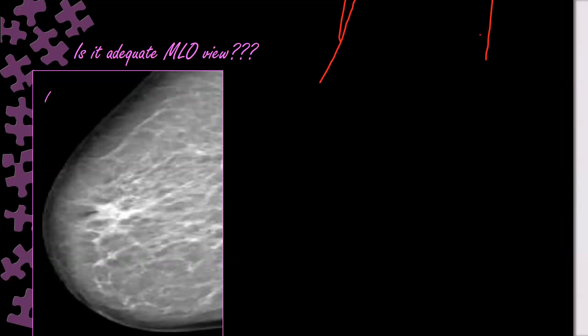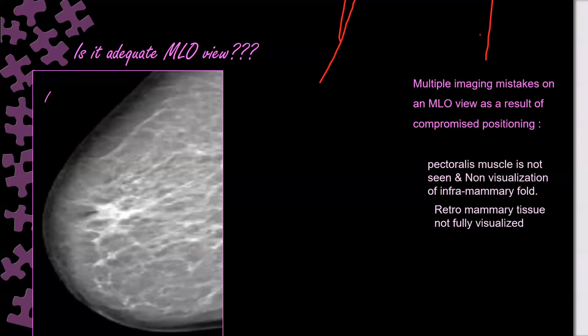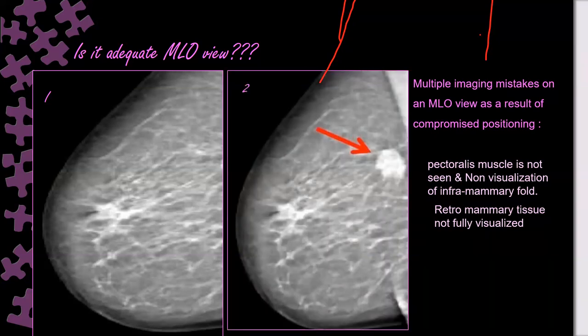You missed part, no pectoralis, so the upper breast is missed. Pectoralis and inframammary fold not seen. Part of the upper breast not seen. Nipple not in profile. So everything is not there, so they have to repeat. When they repeat, though it's still suboptimal, look for the cancer. Disaster. How many cancers have we missed due to suboptimal mammography?